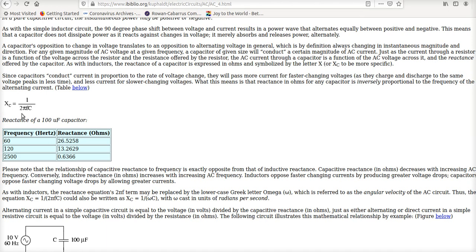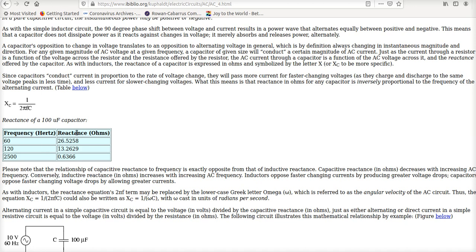XC equals 1 over 2 pi times FC. Now if you remember what the inductive formula was, it was XL equals 2 pi FL, so there was no reciprocal. But in capacitive, there's a reciprocal. Most common mistake that people make is they don't put the denominator in parentheses and they enter the numbers in their calculator as 1 divided by 2 times pi times FC. You got to put that denominator in parentheses.